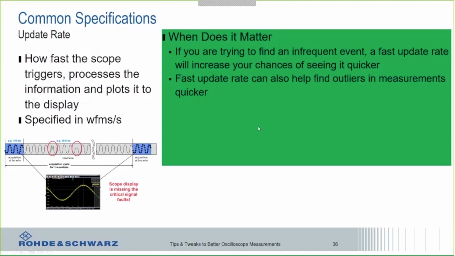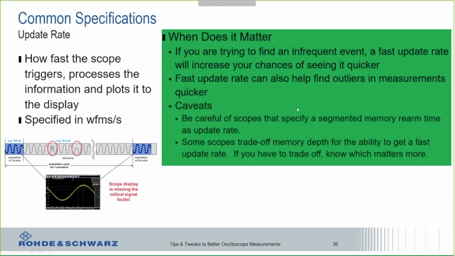If you're trying to find an infrequent event, a fast update rate will definitely increase your chances of seeing it quicker. It can also help you find outliers in measurements faster. If you've ever left an oscilloscope running over the weekend with infinite persistence mode on, a fast update rate would help with that. There are some caveats.